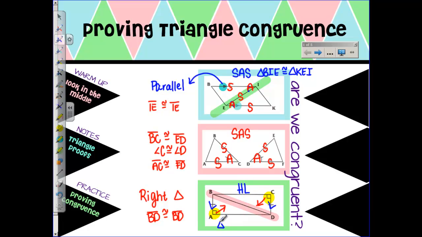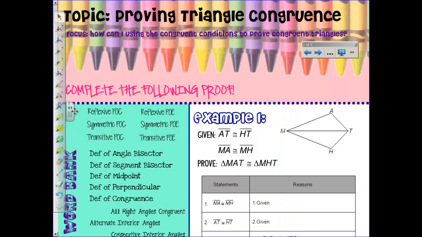And we would say that it's triangle BDA is congruent to triangle DBC. Order matters. DBC, BDA. Now, if you struggled with that, make sure you look at homework from last night and do a little more practice. But I'm going to go ahead and move on to our notes for today.